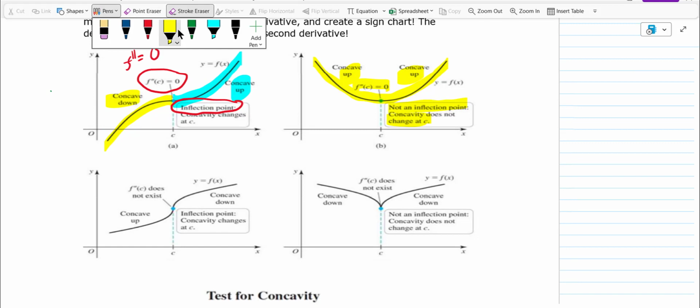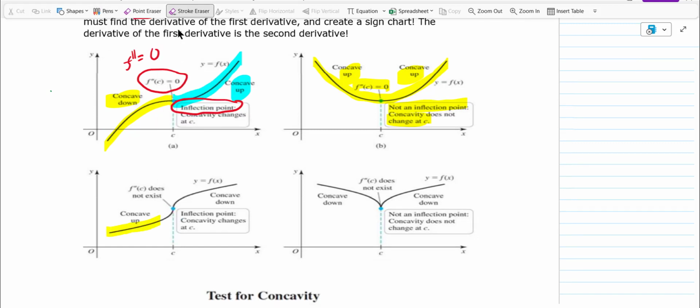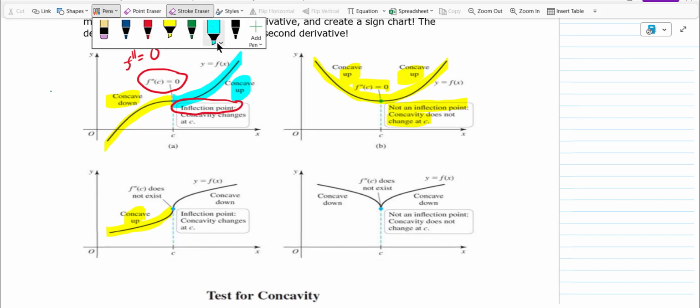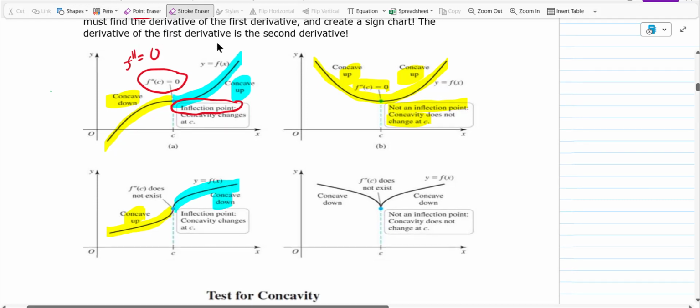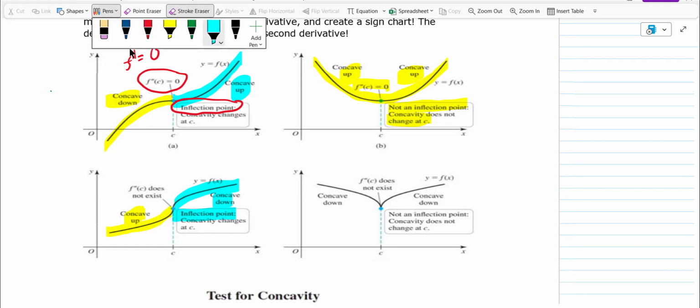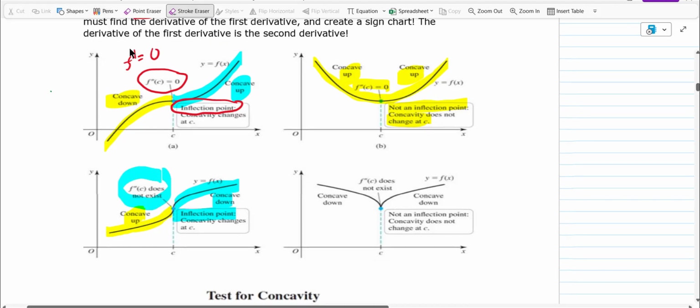There's two other things that you would encounter. Like here you're concave up, and then you're changing to concave down here. And again, that is an inflection point because it changed from up to down. And what happens on this is the second derivative does not exist. Do you have any idea why?